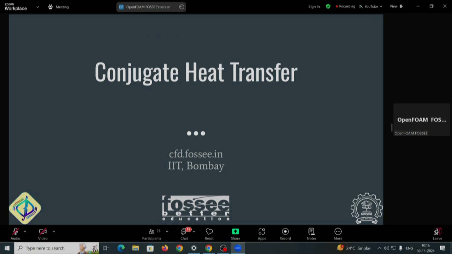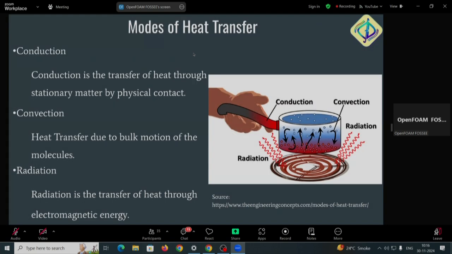So we are starting with conjugate heat transfer. So what are the modes of heat transfer? For the people who are not familiar with heat transfer, there are three modes of heat transfer. First is conduction, second is convection, and the third is radiation.